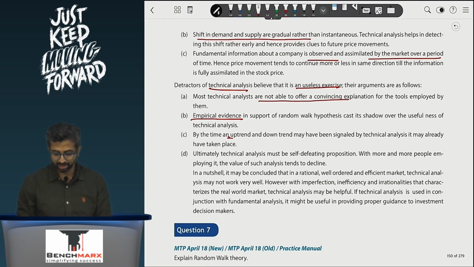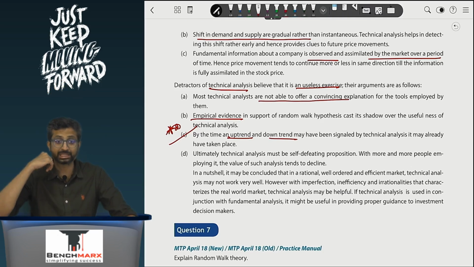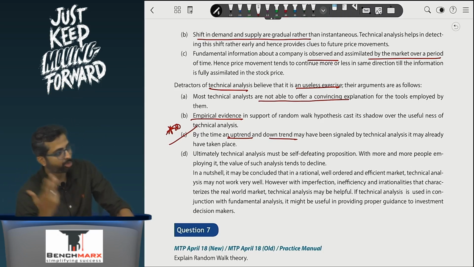By the time the uptrend or downtrend is signaled by technical factors, that is the biggest problem, the move up or down will already have happened. By the time the factors indicate it, the move must have already happened. So it is kind of not really helpful for you. It might show you a trend after the trend has actually happened.